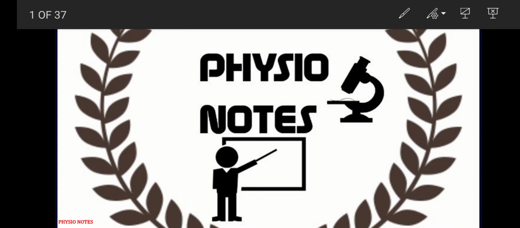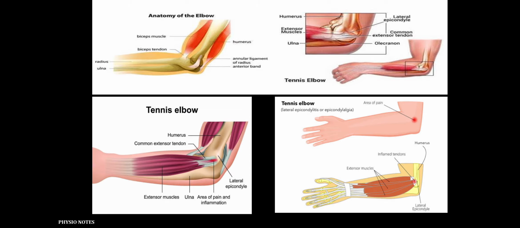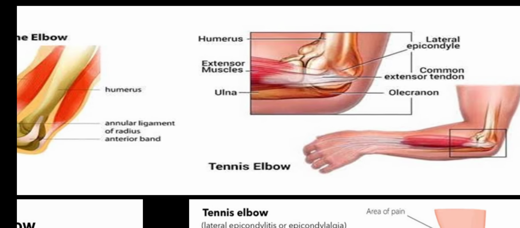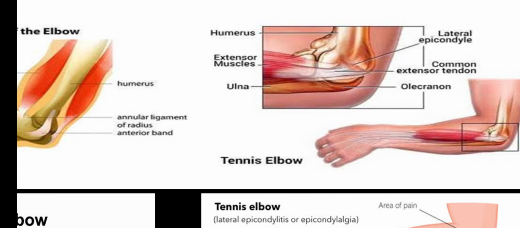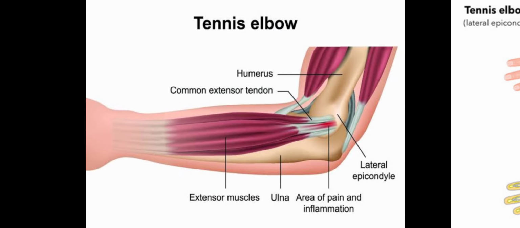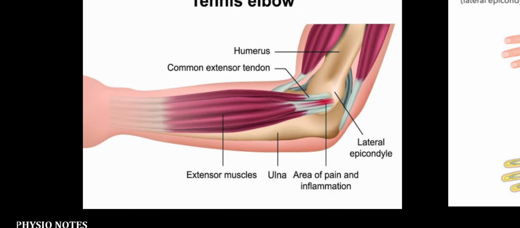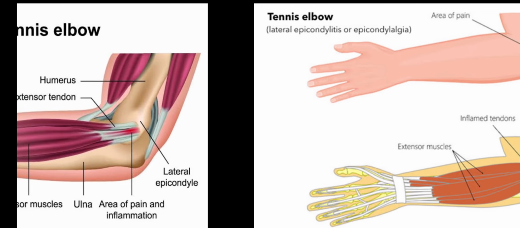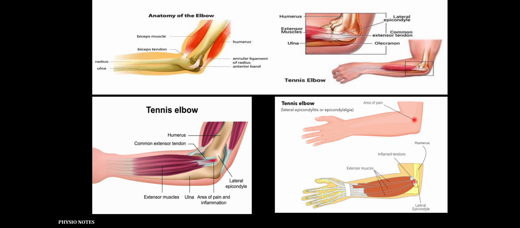This is a picture that is mainly showing the anatomy of the elbow. In this picture we can clearly see that here there is a biceps, there are extensor muscles, then there is the common extensor origin, and in the tennis elbow case there will be some painful area here. I think you can see that the common extensor area is the area of pain and inflammation. Okay, then we are moving to the next slide.